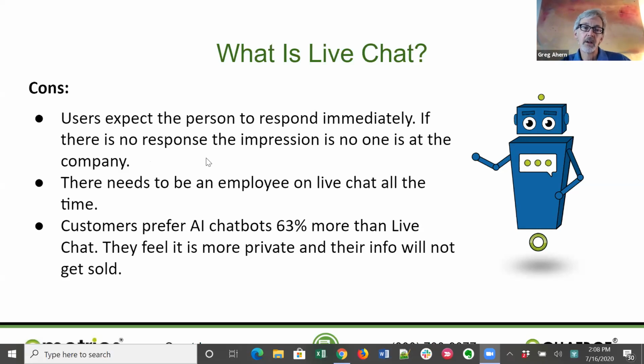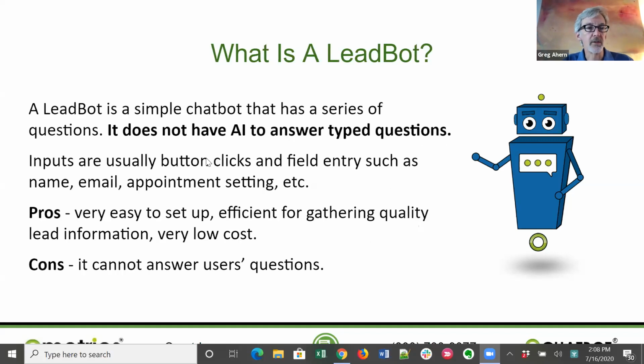Customers prefer AI chatbots in communicating with them 63% more than live chat. This has to do with feeling like they're not giving anything personal away, which is not true. And they feel like they're not going to get sold to. So people are more comfortable talking to a chatbot, depending where they are in that sales funnel. Or if it's a support thing, it's different.